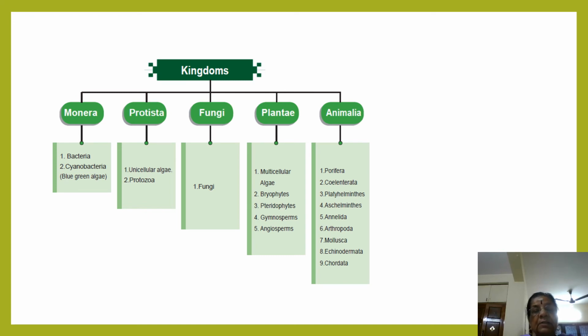So this is, we say, the tree chart for five kingdom classification: kingdom Monera, Protista, Fungi, Plantae, and Animalia. Okay. The next one is in our textbook. This is proposed by Robert H. Whittaker. As I first said, R.H. Whittaker, in the year 1969.